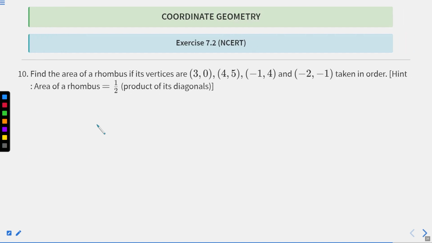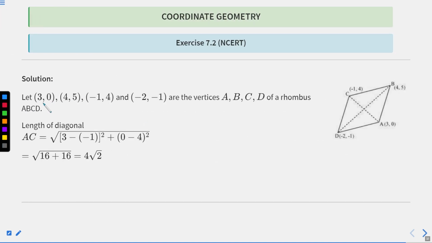Next question. Here we have to find the area of a rhombus if the vertices are given to us as (3, 0), (4, 5), (minus 1, 4) and (minus 2, minus 1), taken in order. Here we are given a hint. We know the area of a rhombus is equal to half into the product of its diagonals.